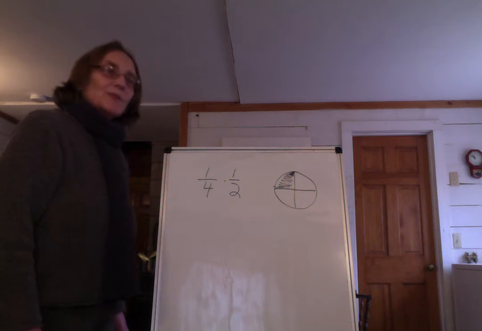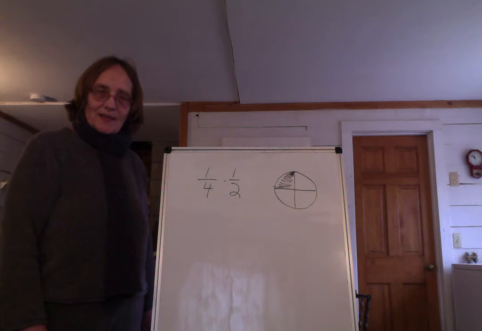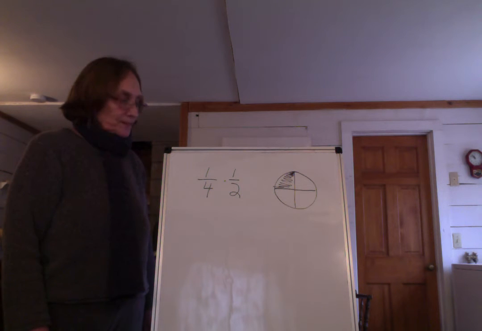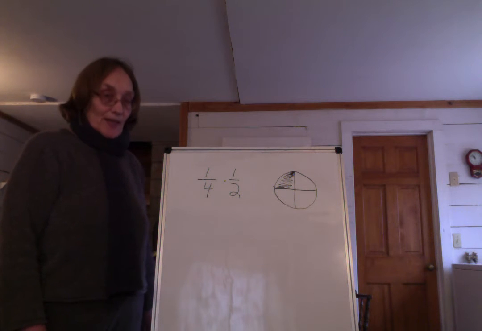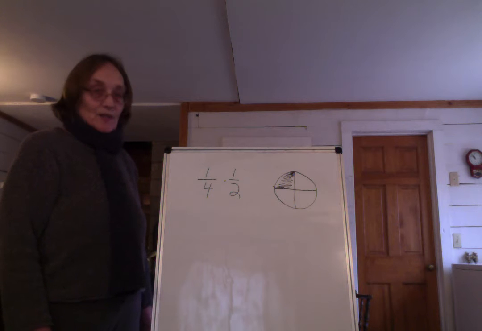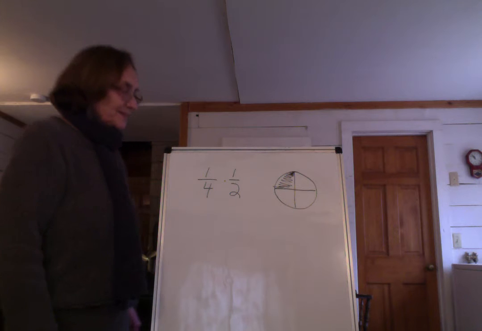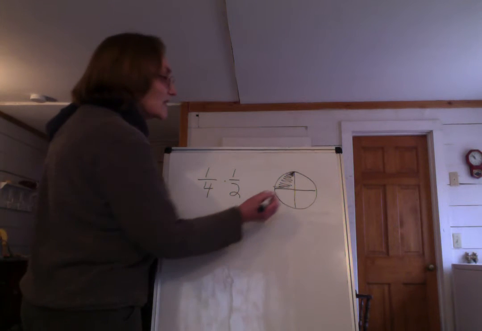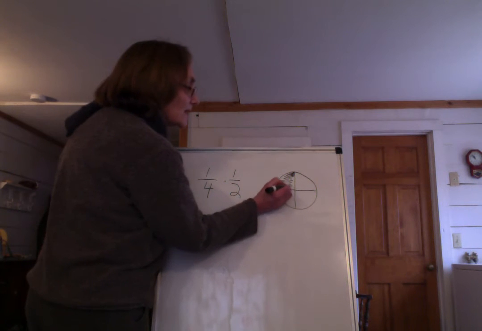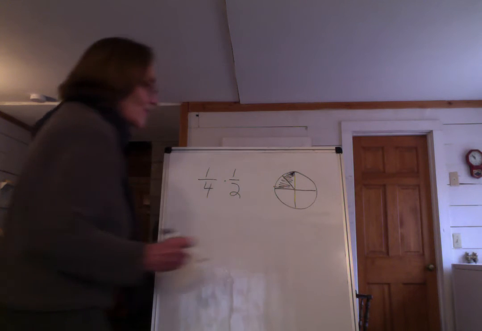When we multiply whole numbers, we expect a larger number. When we're talking about fractions, we expect a smaller answer. Fractions are less than 1. So here we go. Here's 1/2. That's 1/2 of 1/4.